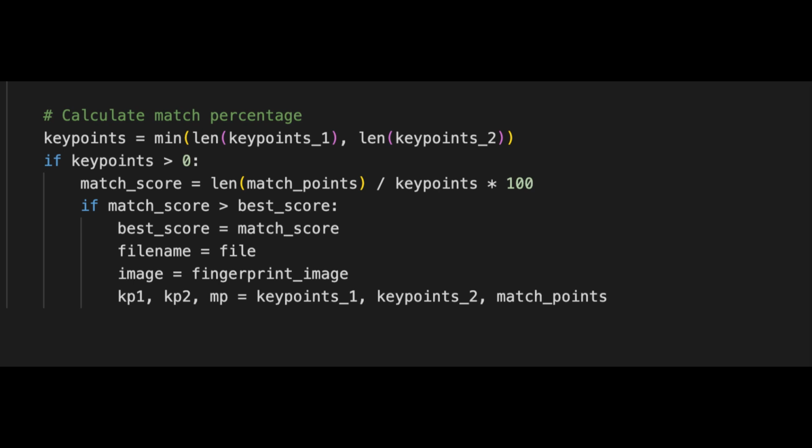For example, if the percentage is 85, that means the computer is very confident that the prints were from the same person. Now that we know what the code is, let's run the code and see what is the best match for this fingerprint right here.